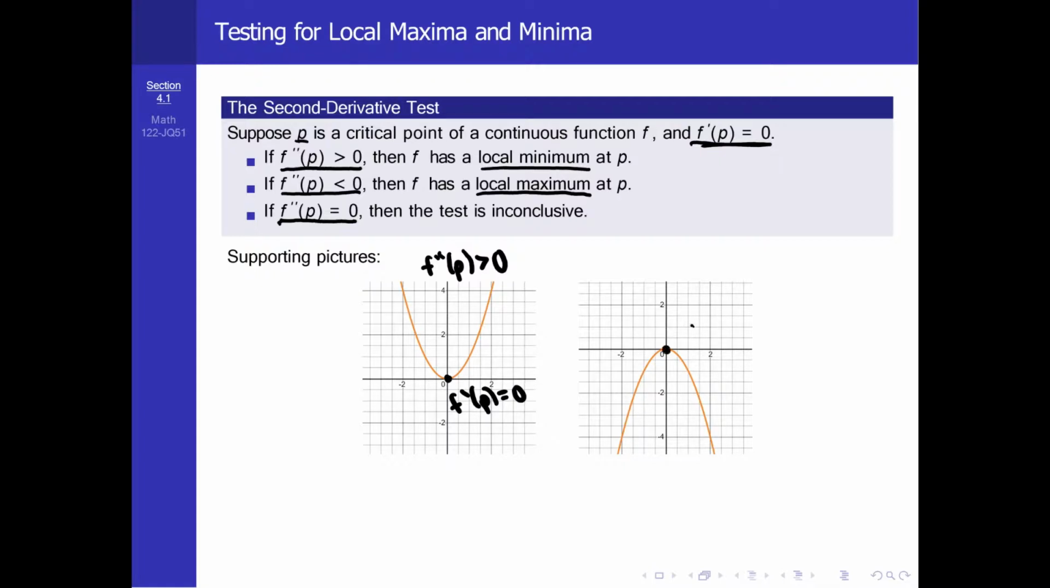And on the other side, again, f prime of P is equal to 0 at this local maximum. And this time, the second derivative is less than 0, and my function is concave down. And if you think about it, the fact that the function is concave down forces me to have a local maximum at that point P.